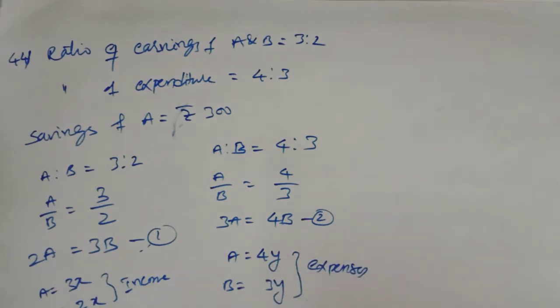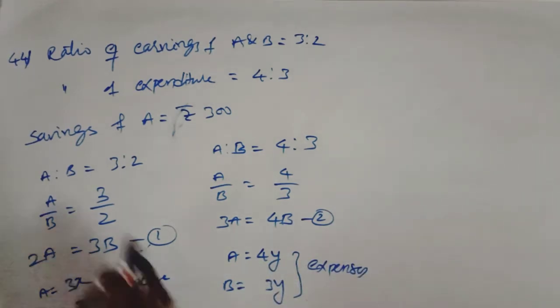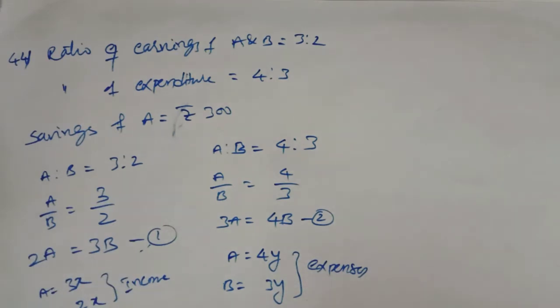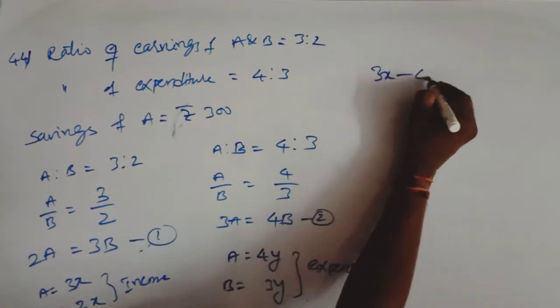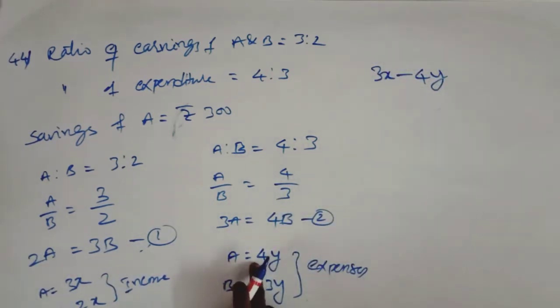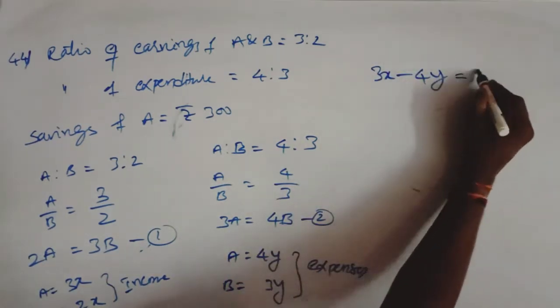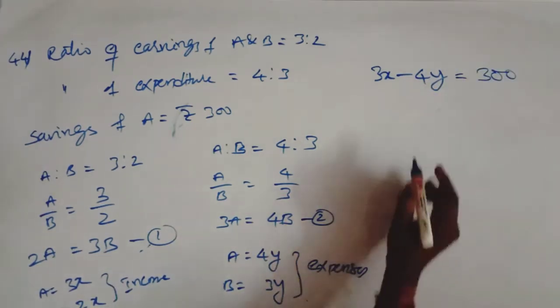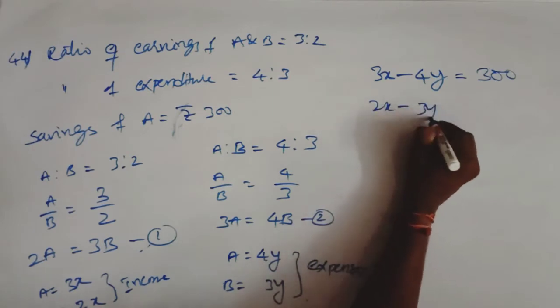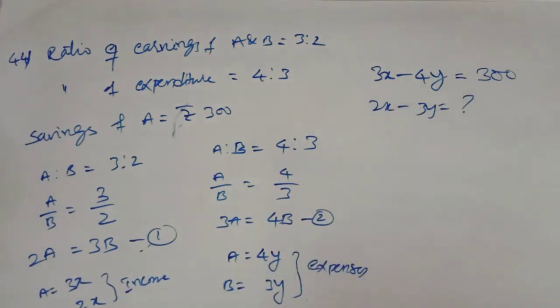Now the condition is given that A saves 300 rupees. Savings of A is 300 rupees. That is 3X minus 4Y is equal to 300, because this is the income and this is the expenses. From income I need to subtract expenses, then A is saving 300 rupees. Then what is 2X minus 3Y equal to? That is the condition here.